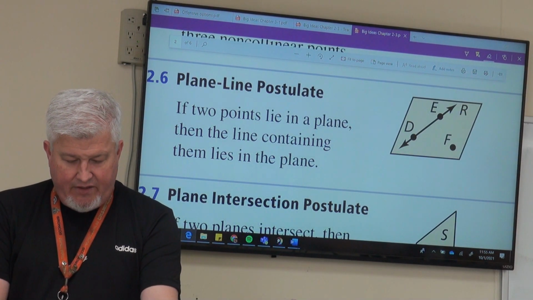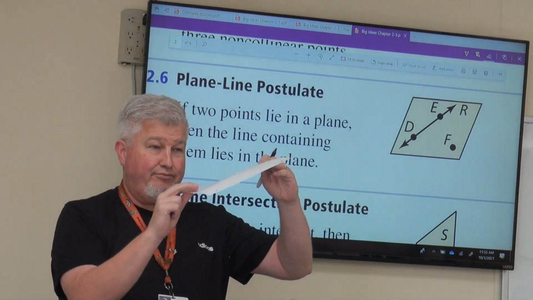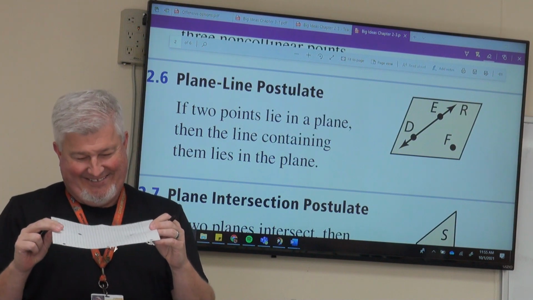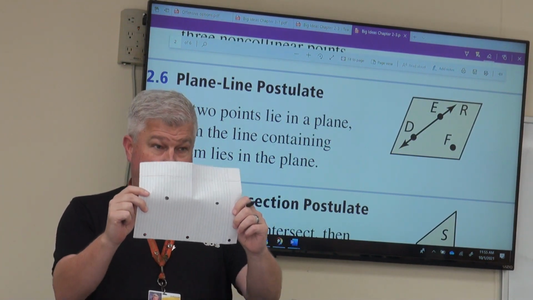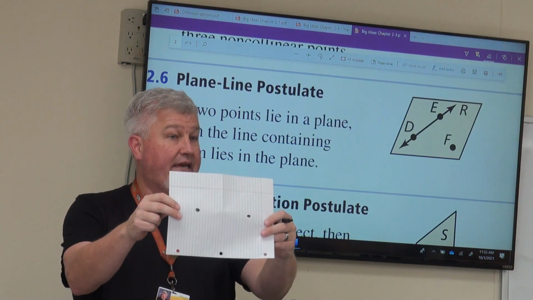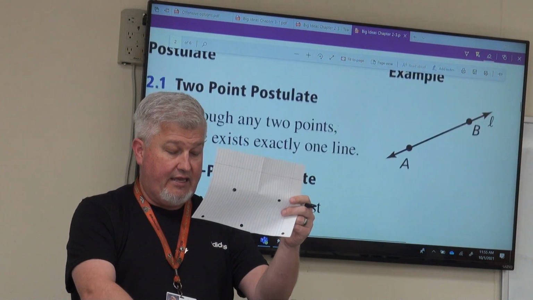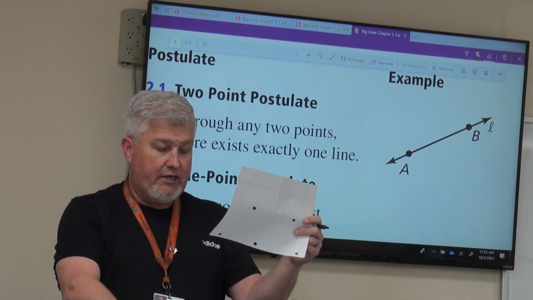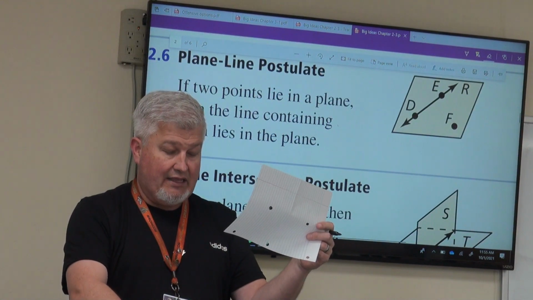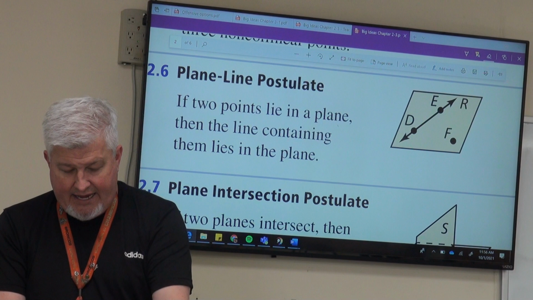So I've got this plane. On this plane, I have 2 points that exist on this plane. Our postulate back here, the 2-point postulate, what did it say? Through any 2 points, there exists exactly one line. So I have these 2 points. I connect them with a line. It's not very straight.